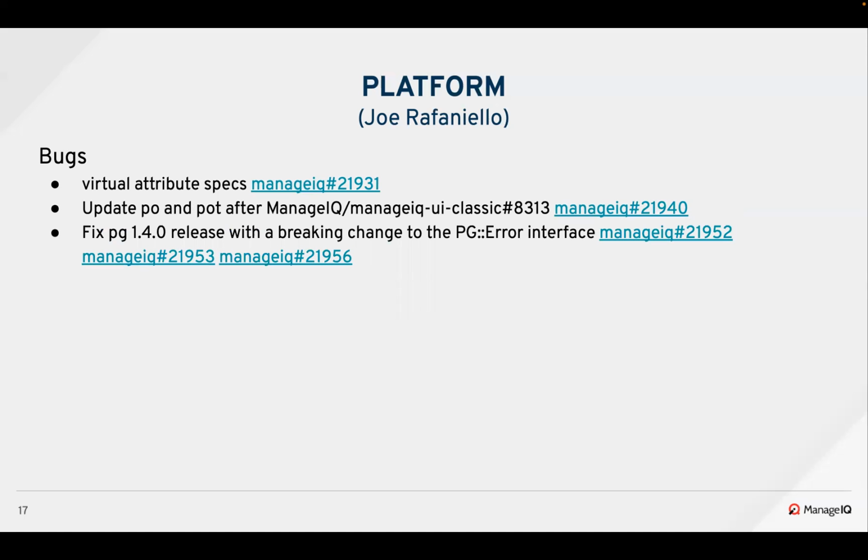And finally, due to a breaking PG error change in the PG gem, they changed the interface to that class. I manually locked down the version of the gem until the new release came out, 1.4.1. And then for backport, we were pretty lenient and allowed anything except the broken 1.4.0. And then on master, we're allowing anything greater than or equal to 1.4.1. Next slide, please.